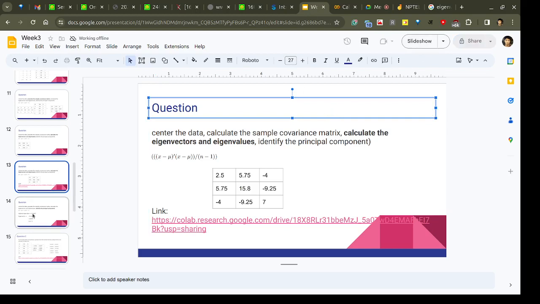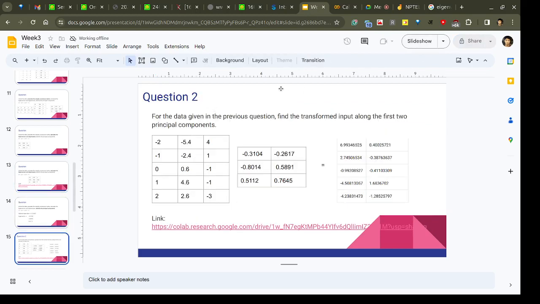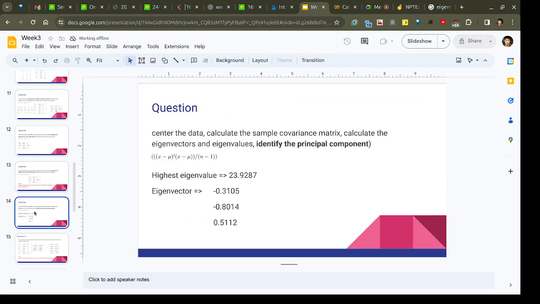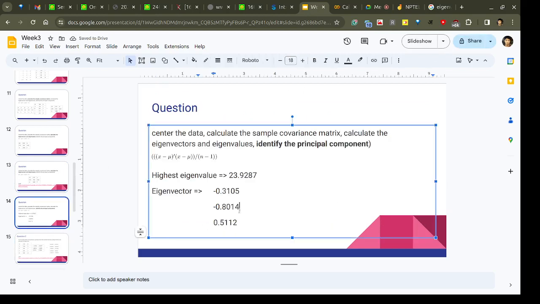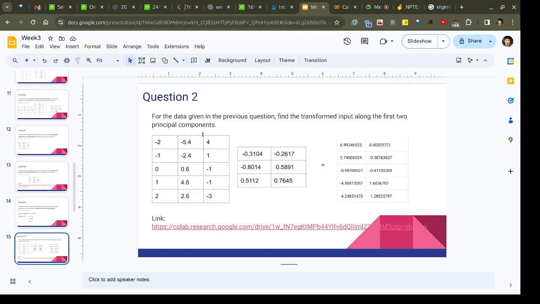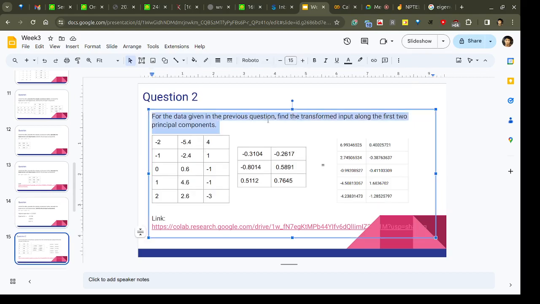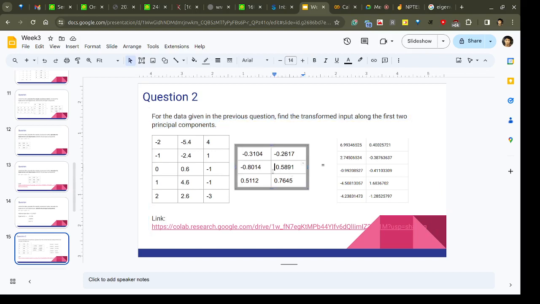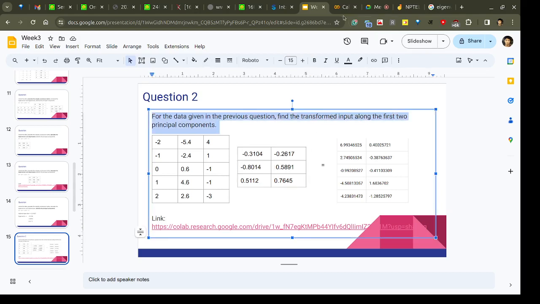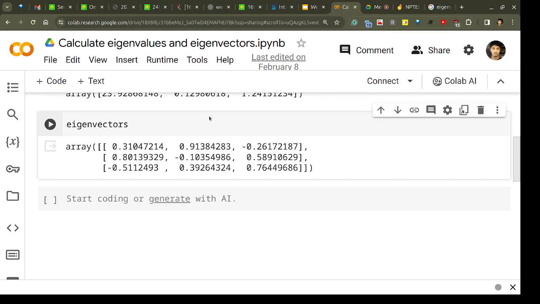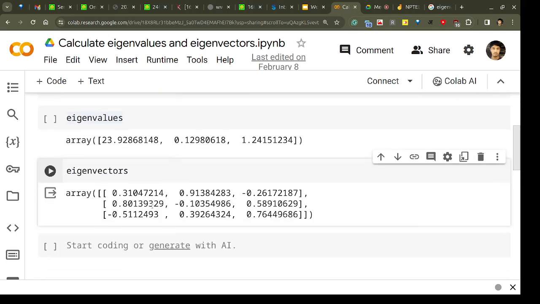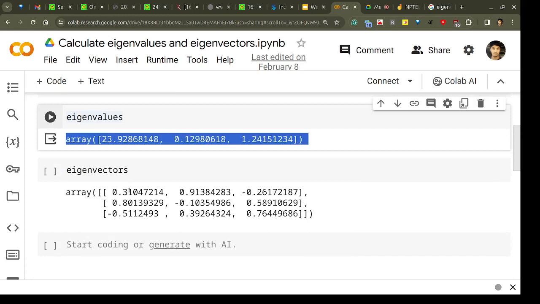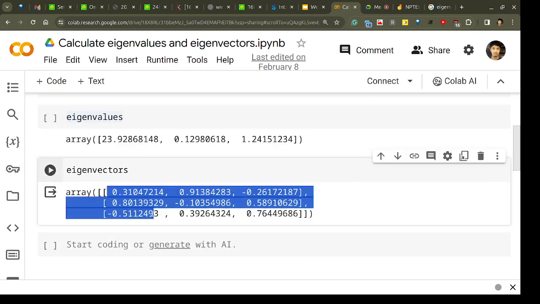The next question is, we have already got the eigenvector, the principal component. In this case they are saying that we have got the principal component and we want to transform the data to the principal component. In the previous question we considered the highest principal component, 23.92, which is the highest. So we took this first column.